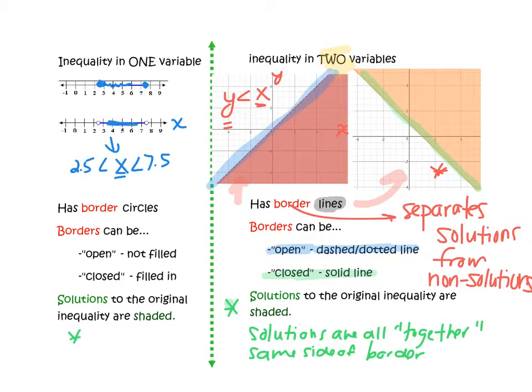They're all right in the middle here. All the solutions are right here. What we can see on this side is that all the solutions we shaded are below this line, whereas over here, all the solutions are above the line. So it's important to know that solutions all go together.